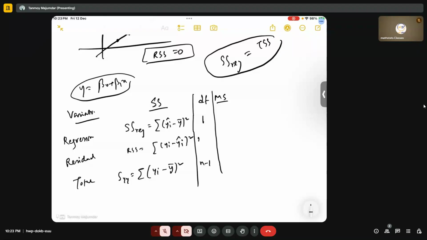Okay, so we can get mean sum of squares of regression and mean sum of squares of residual, and using that we can find f, which is ms regression by ms residual.